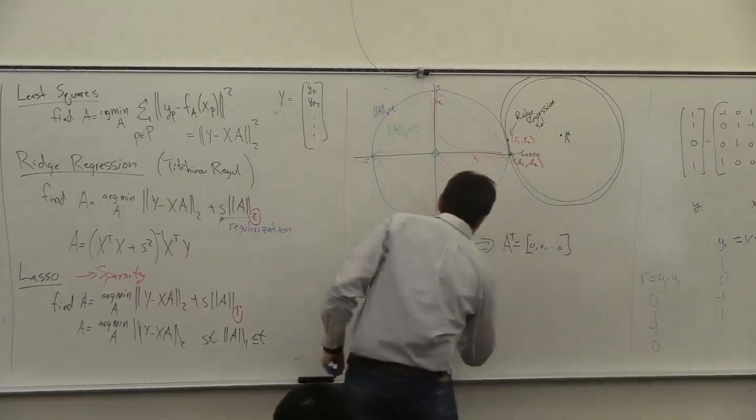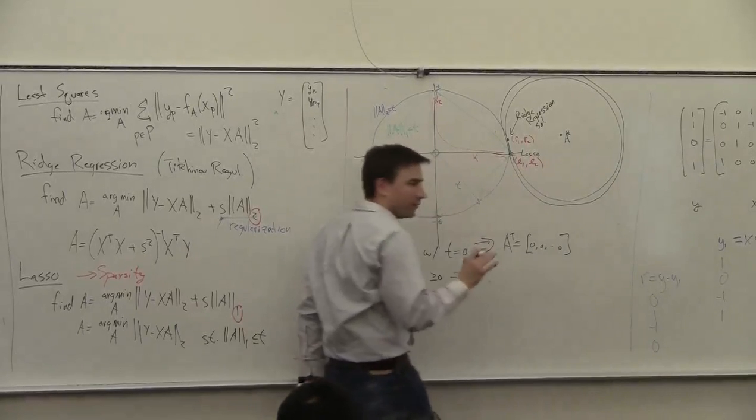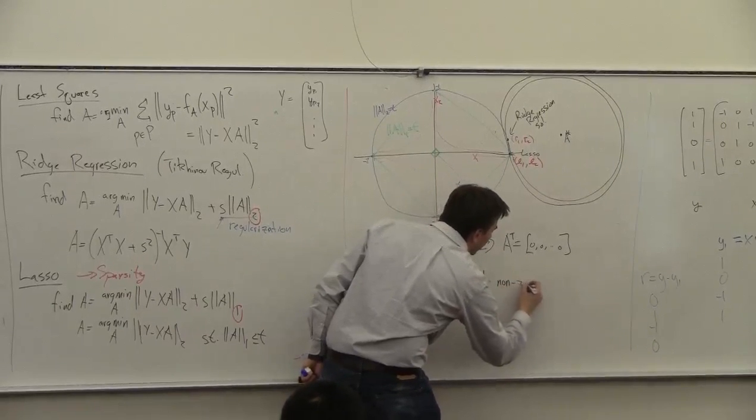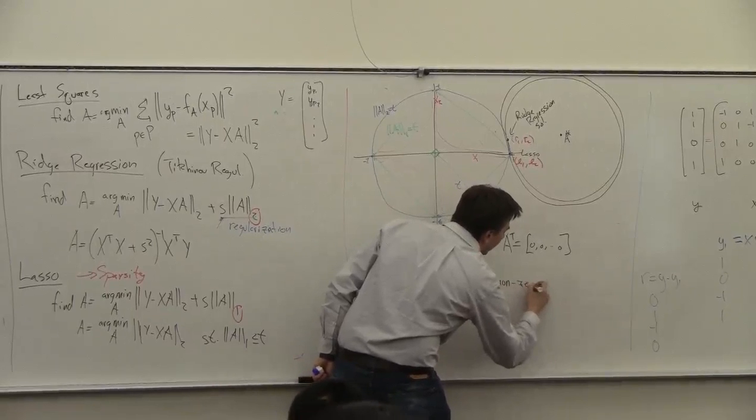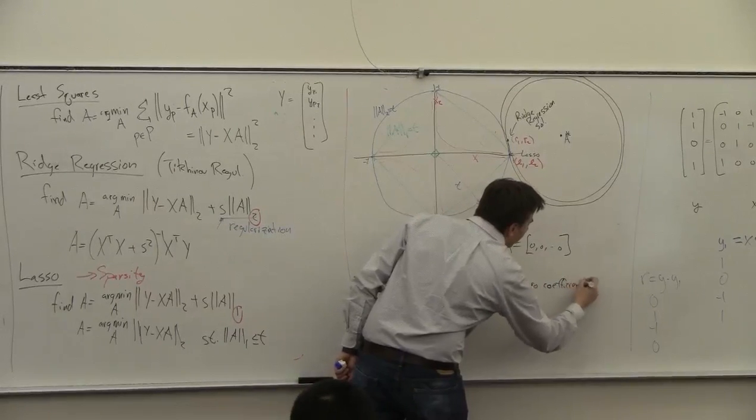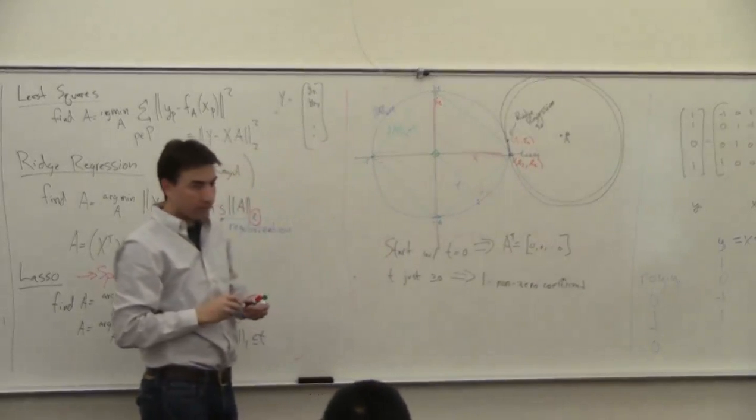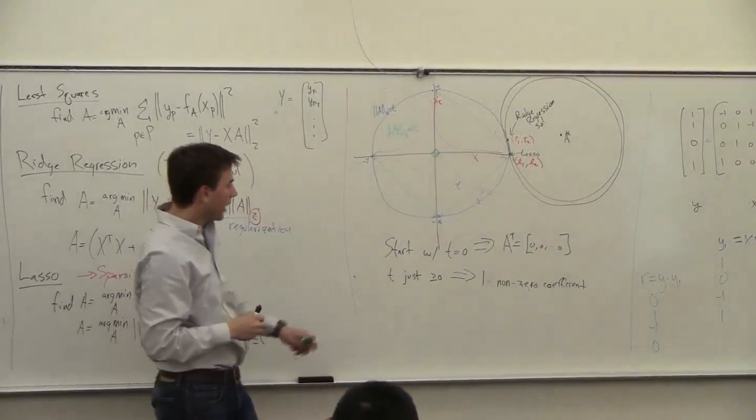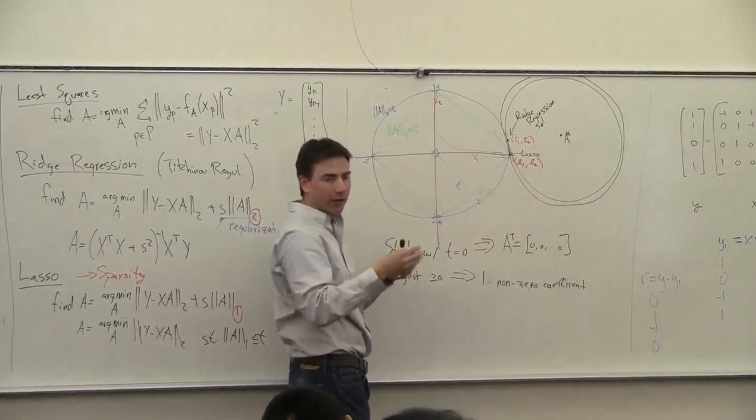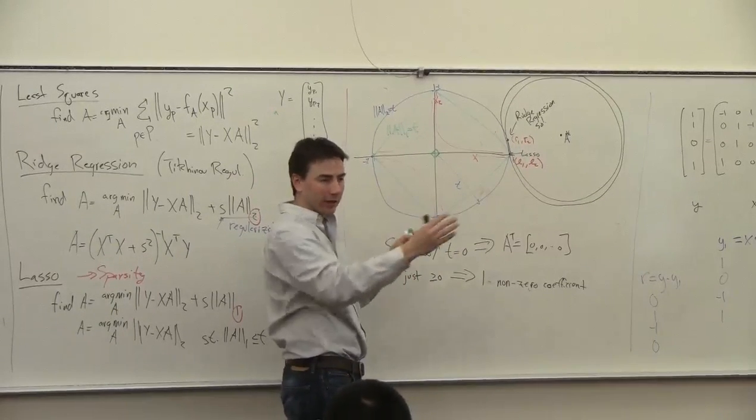So in this case, there can be some weird cases, but in general, it's going to have one non-zero coefficient. So A is going to be all zeros except for one location. As you increase t, it's going to be non-zero at more and more locations. It's not going to continuously increase. It could decrease, but in general it'll increase.